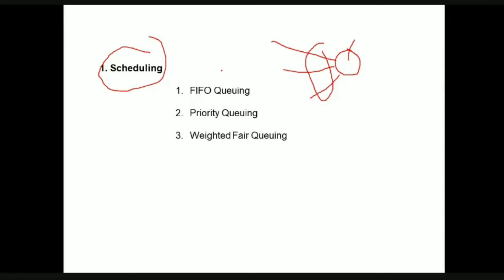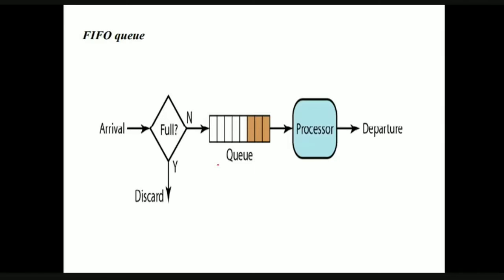There are different types of scheduling techniques available to improve the quality of service. Here we are going to discuss three important ones. The first is FIFO queuing, the second is priority queuing, and the third is weighted fair queuing. Let us first discuss FIFO queuing, which is nothing but first in, first out queuing.